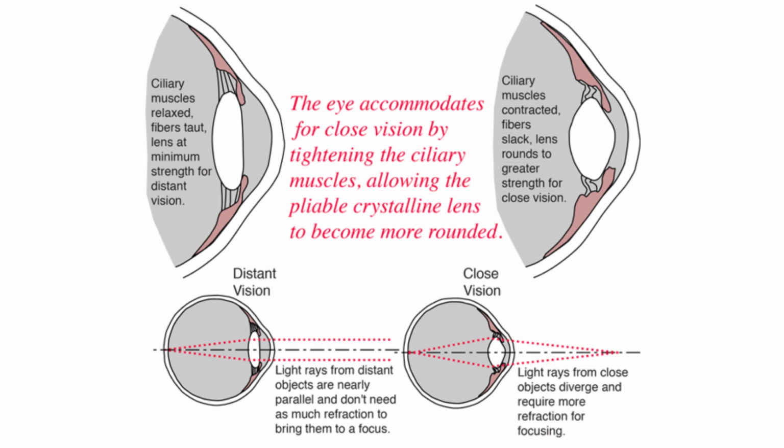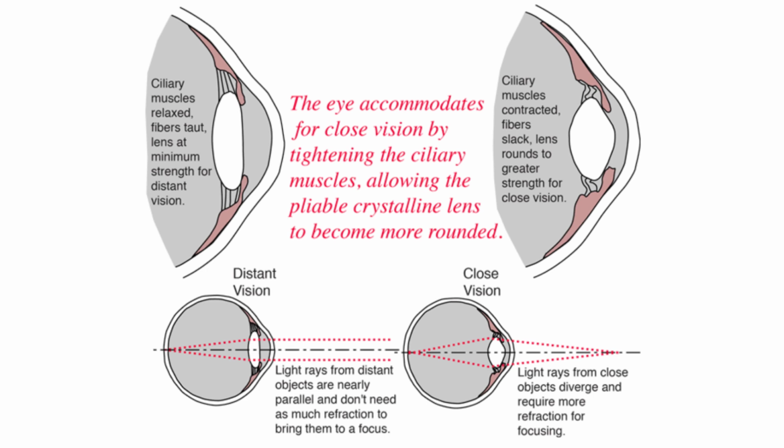The eye accommodates for close vision by tightening the ciliary muscles, allowing the pliable crystalline lens to become more rounded. So one lens is thin and one is thicker. Thin means the ciliary muscles are relaxed. Thick means the ciliary muscles contract. So the lens is rounded to a greater extent for close vision. Thinner means far vision, thicker means close vision.